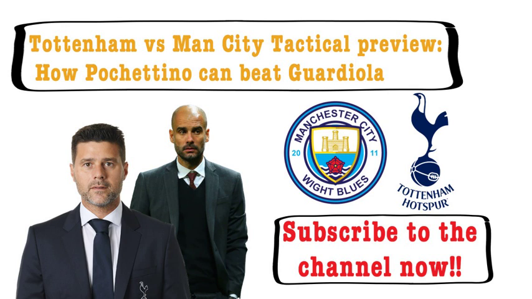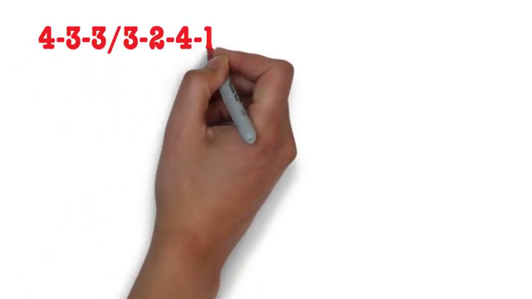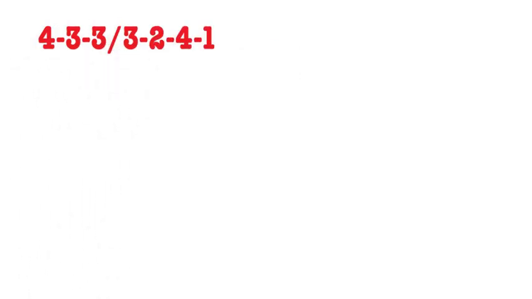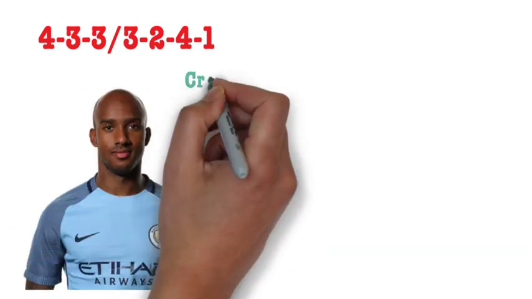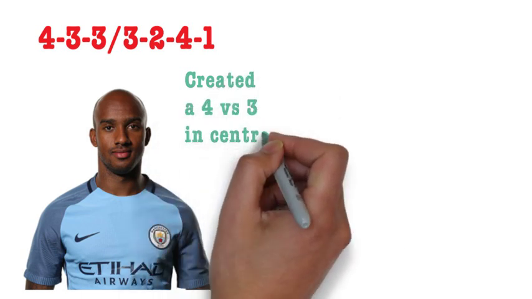Manchester City's setup. Pep Guardiola went with a 4-3-3 system that turned into a 3-2-4-1 system when in possession in the last meeting with Tottenham back in October. He used Delph as an inverted wing-back to create a 4v3 in the centre of midfield.